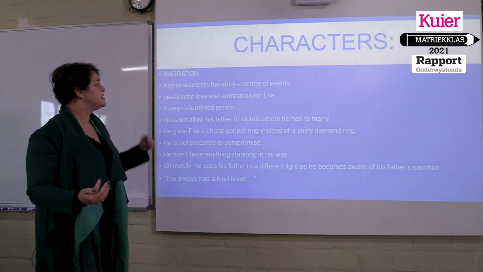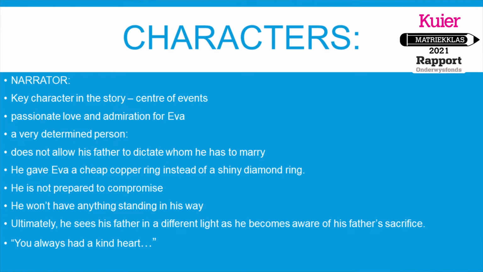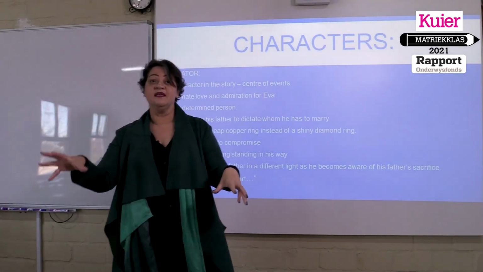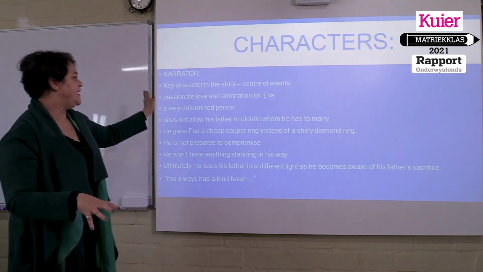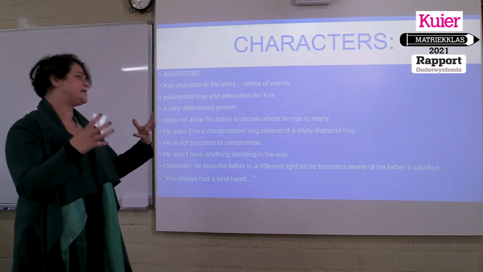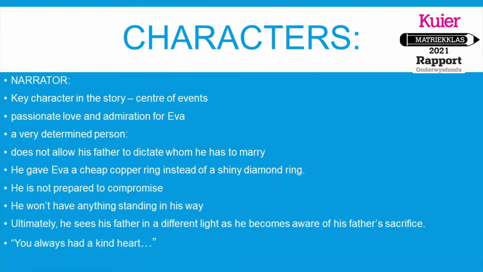Okay? So the narrator. Okay? Key characters in the story, center of events, passionate love and admiration for Eva. The narrator is the guy. He's the guy that wants to marry Eva. Okay? And he's very determined. He doesn't allow his father to dictate who he has to marry. He decides. He gives Eva a cheap copper ring instead of a shiny diamond ring.